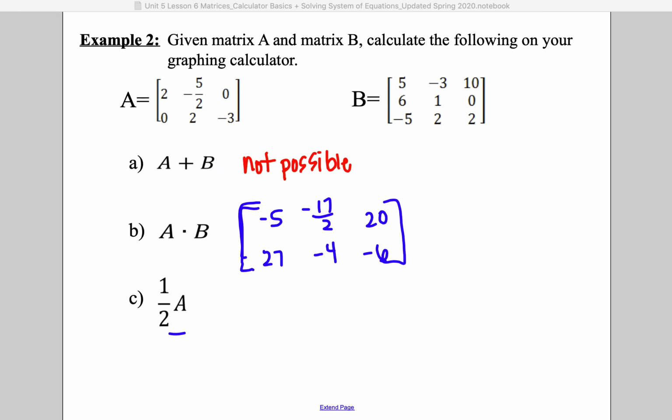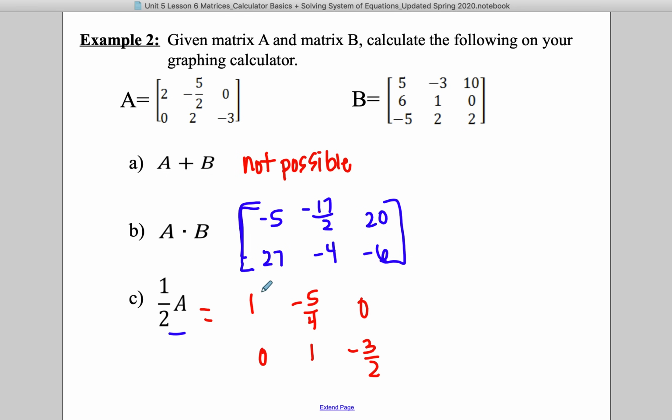So my solution for C is 1. Once again, just writing down what I got off my calculator. -5 over 4 is 0, 0, 1, -3/2. So these are my basic operations. So we can add, you could also have subtracted, multiplying, and then scalar multiplication.